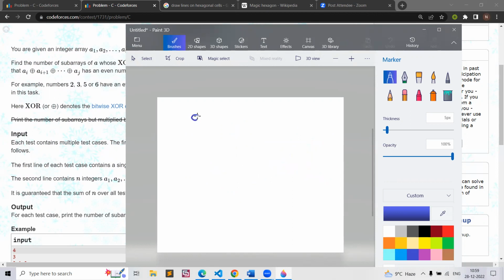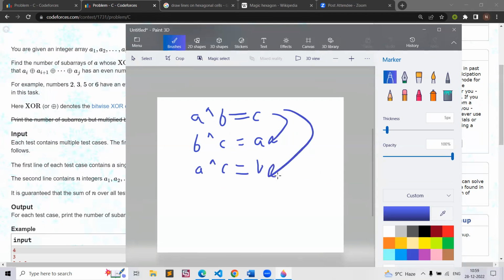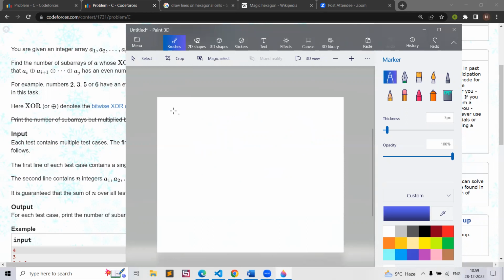We will be using one property of XOR here: A XOR B equals C. So B XOR C will be equal to A, and A XOR C will be equal to B. This implies this, and this implies this. So we will use this property for getting the number of subarrays.